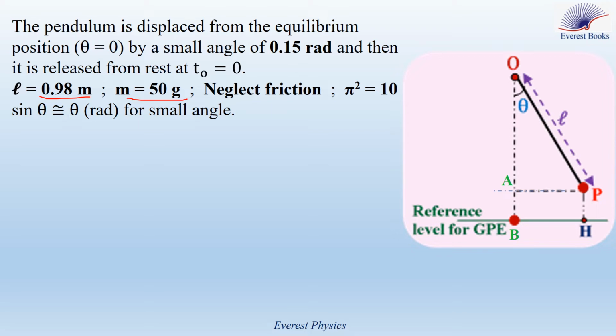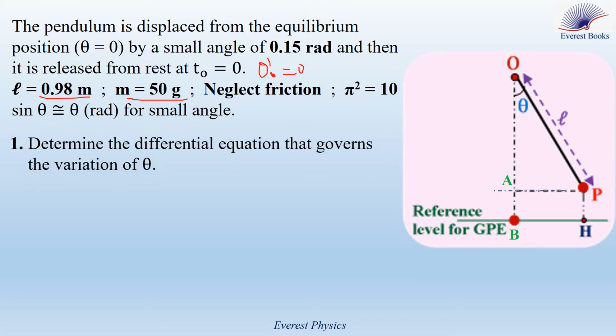Released from rest means theta prime of 0 is equal to 0. Neglect friction and use pi squared equal 10, and use for small angles sine theta is equal to theta in radians. Number 1. Determine the differential equation that governs the variation of theta.